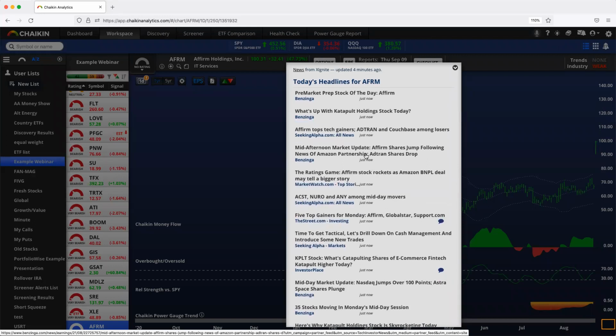I encourage you also simply to Google the company, right? If you see a stock that is up a lot or down a lot and you're trying to understand why, just Google them. You'd probably end up seeing all of these headlines as well, but as part of your Chaikin Analytics membership, we do bring headlines, et cetera, directly into the platform for you as well.